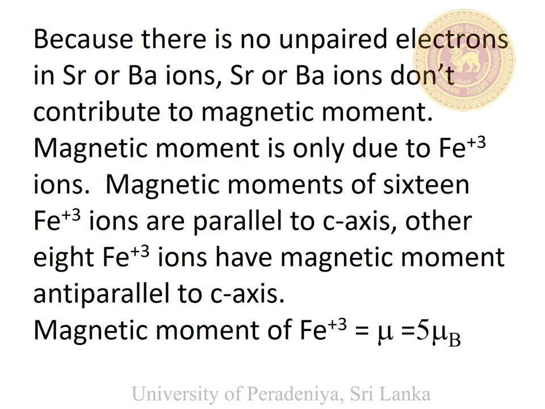Because there are no unpaired electrons in strontium or barium ions, strontium or barium ions don't contribute to magnetic moment. Only the iron ions contribute to the magnetic moment. The magnetic moments of 16 ions are parallel to z-axis, and other 8 ions have magnetic moment antiparallel to z-axis. On the other hand, the magnetic moment of iron 3 plus is equal to mu, that is equal to 5 mu b.